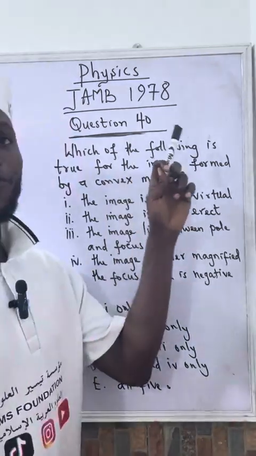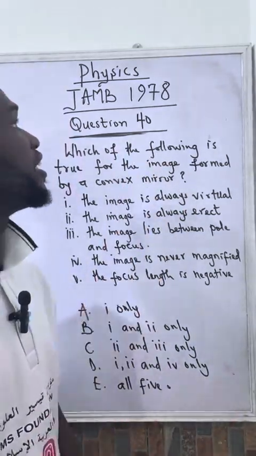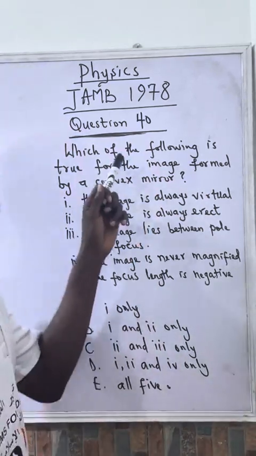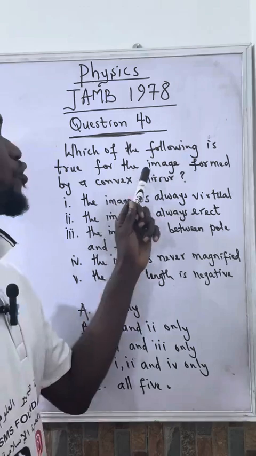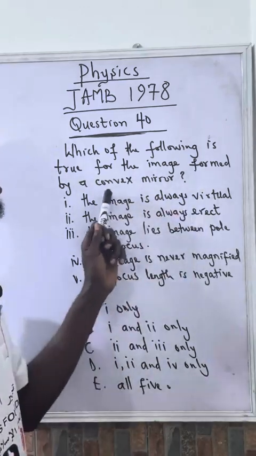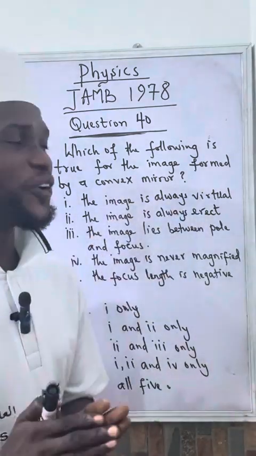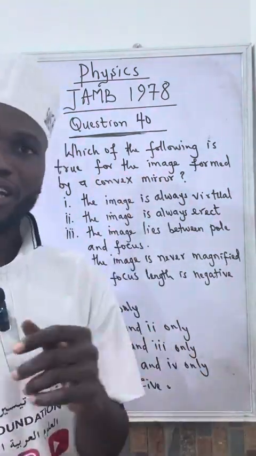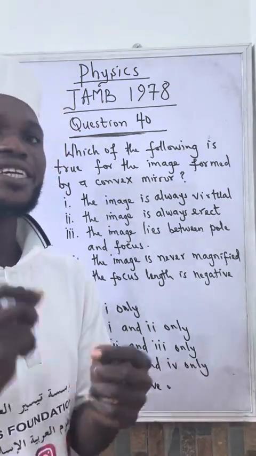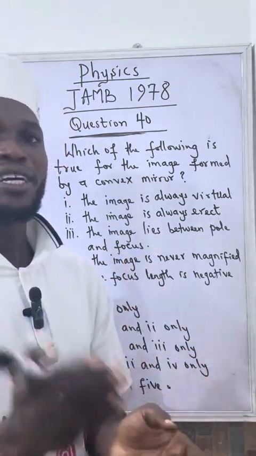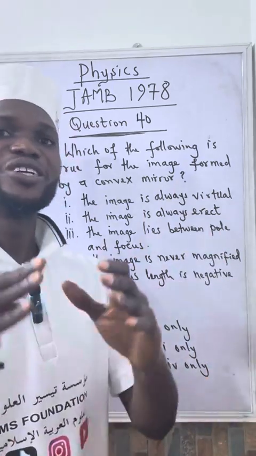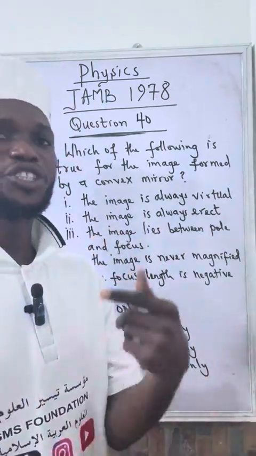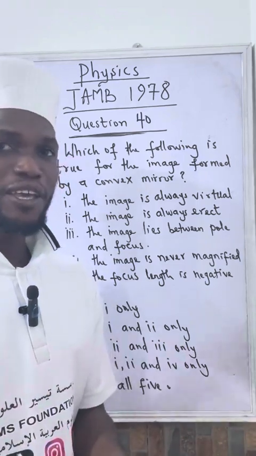So this is question 40, JAMB 1978, physics. Which of the following is true for the image formed by a convex mirror? This question has to do with reflection of light on a curved mirror, and particularly on the convex mirror, which is also known as a diverging mirror.